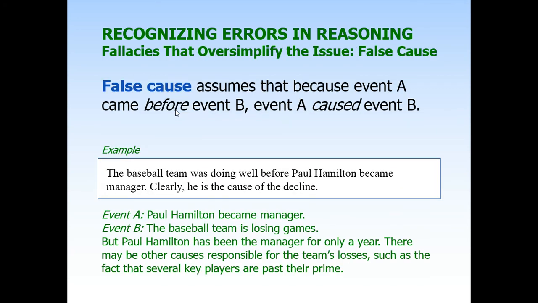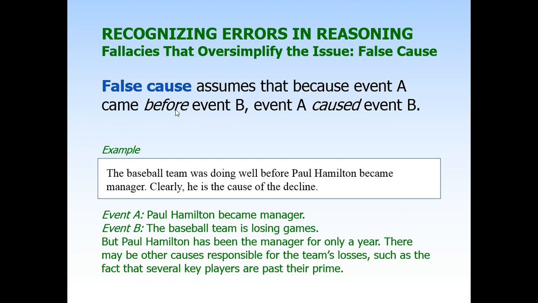False cause. So this is oversimplifying the issue. So it's assuming that because event A came before event B, then A caused event B. So it's by association. And it has something to do more with like false causes, that this was caused by this, and it could be coincidental. It could be, again, urban legends and superstitions. They deal with false cause.